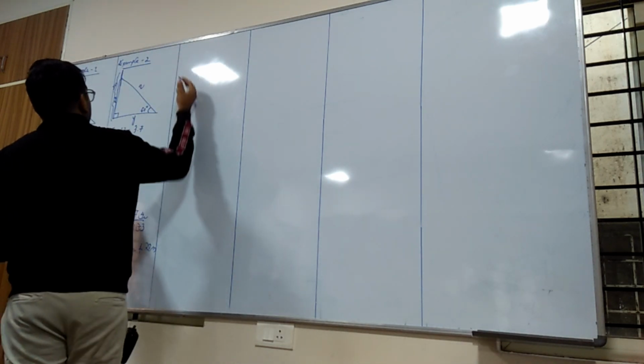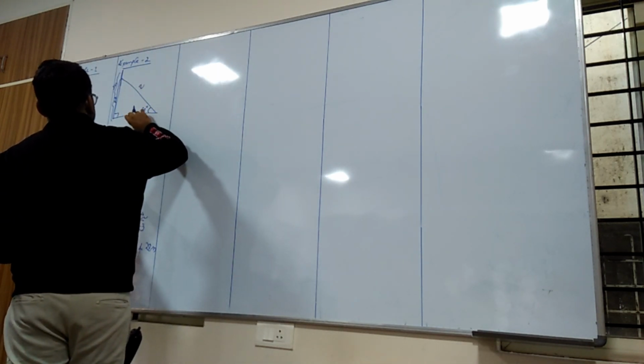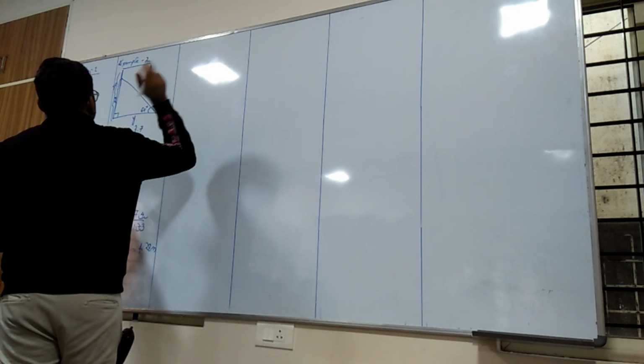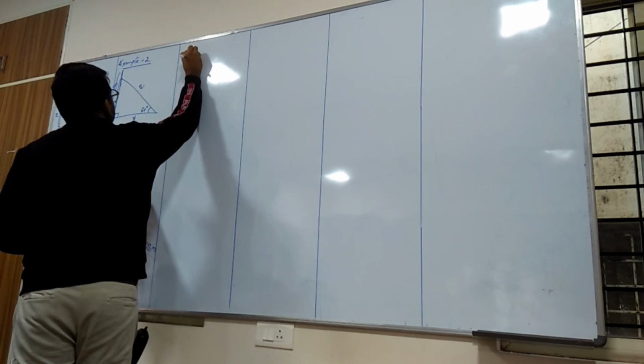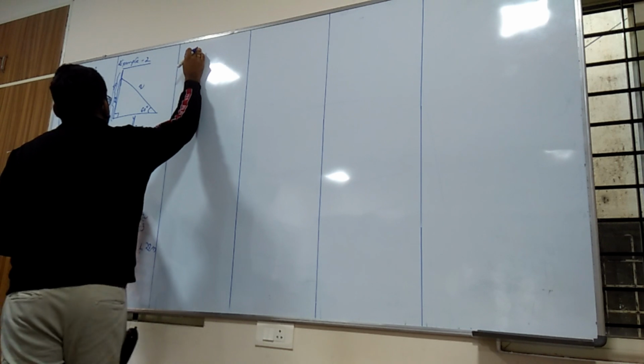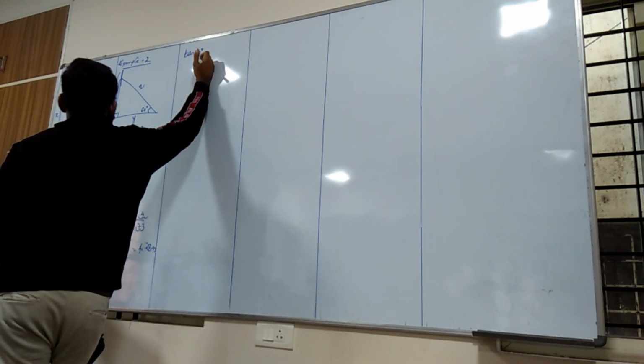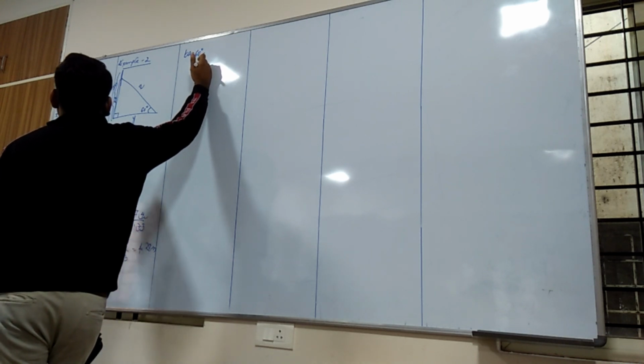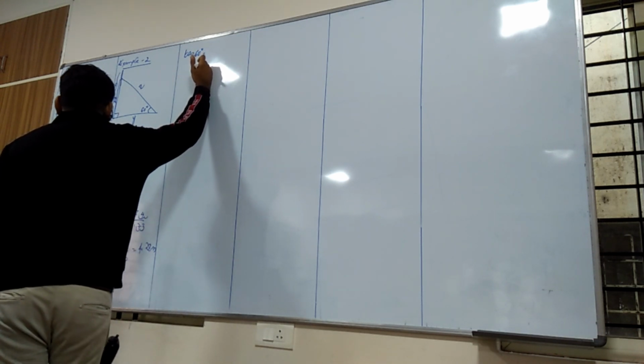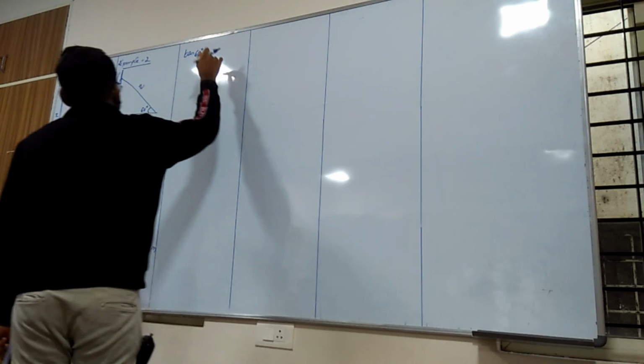Then they have also asked us to find this value. So tan is perpendicular by base, tan 60 degrees. You can use cos also, since you know the hypotenuse now. Any ratio you can use.